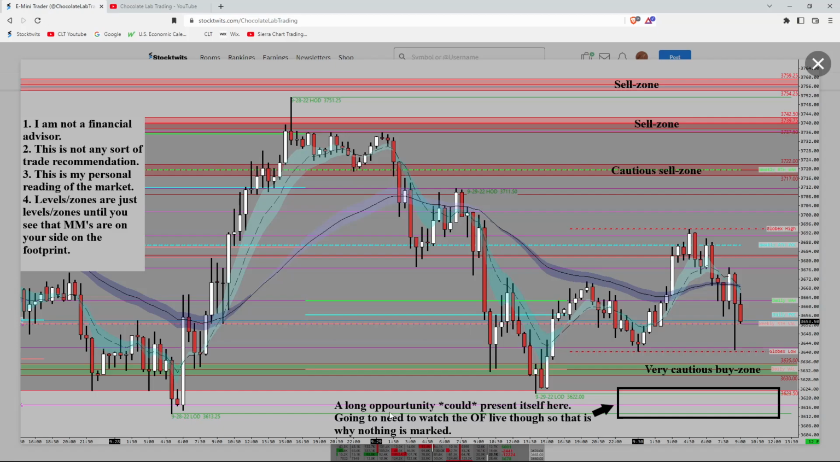You can see down here, I said a long opportunity could present itself here. Going to need to watch the order flow live. Yeah, so that's why I didn't have it marked. We also had one up here that I didn't have marked that could be a sell zone, and I eventually spoke about it on StockTwits just in case we were to trade there. I didn't have it marked because it would likely be a very cautious sell zone, and due to around where we're opening, I figured it was better to leave it.